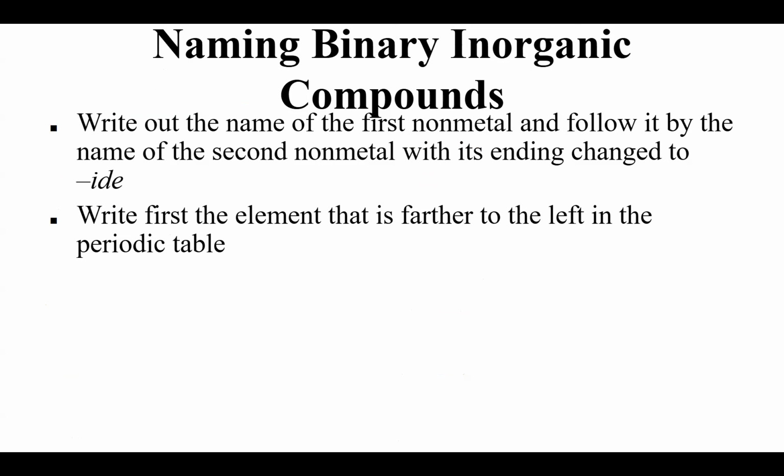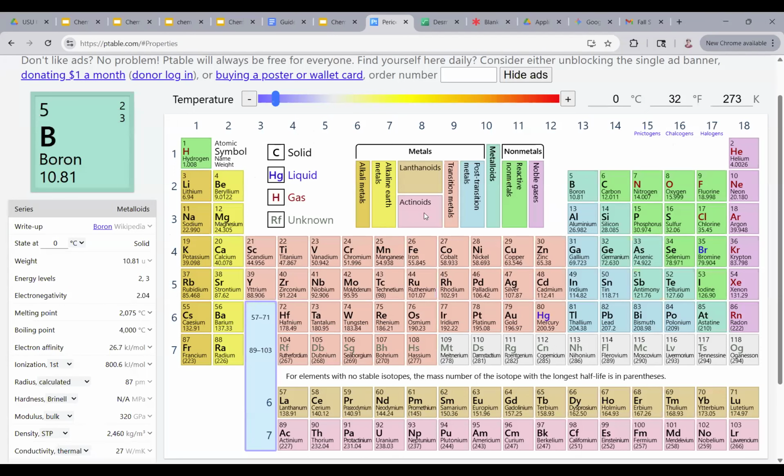So if we look at the periodic table here, and if we had a compound made between nitrogen and oxygen, nitrogen's the farthest to the left. Side by side, nitrogen's farthest to the left, so it's going to come first whenever we write a compound. That's what that means.